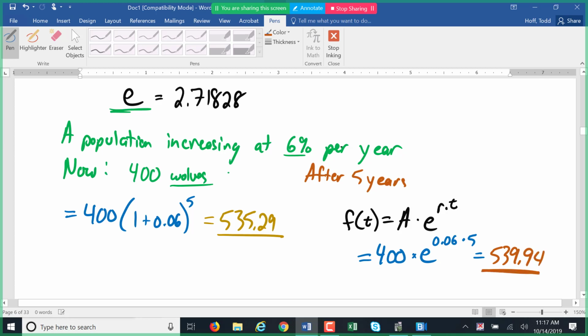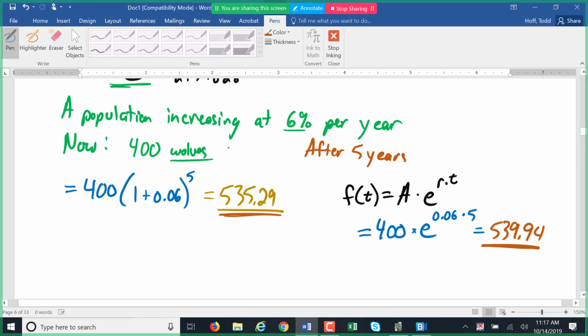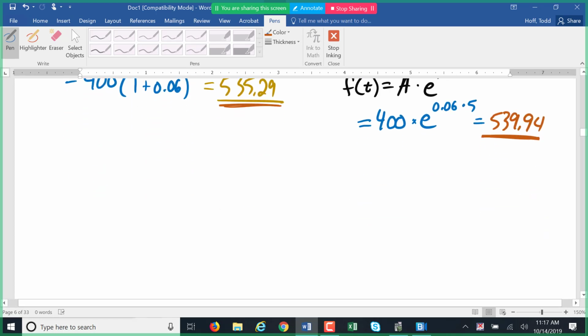Notice it's slightly larger than that estimated value, and that accounts for the fact that the increased number, that 6%, doesn't just appear at the end of the year. They're coming along throughout the year. And because of that, some of them might already be contributing to the increasing population before the end of that year. So that natural constant e is a very powerful tool.